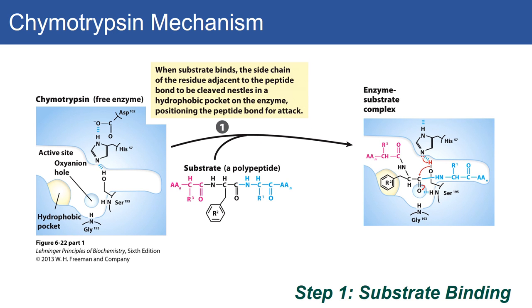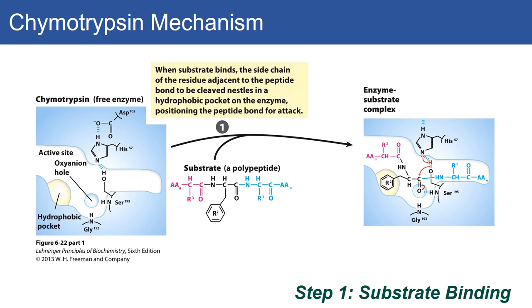So let's get into detail on this chymotrypsin. This was one of the first serine proteases, one of the first proteases characterized. We're going to go over each step. So the first step is substrate binding, which you probably will notice looks very similar to a lock and key type mechanism or an induced fit type mechanism. When the substrate binds, the side chains of the residue adjacent to the peptide fit in this nice hydrophobic pocket, and that positions it for the attack. So you have a substrate that fits right in there nicely, and that's the first important step.